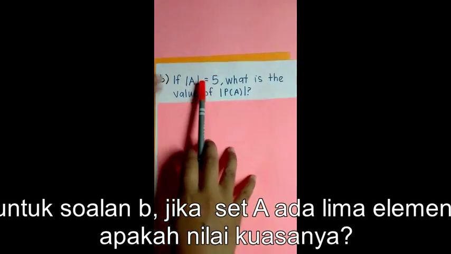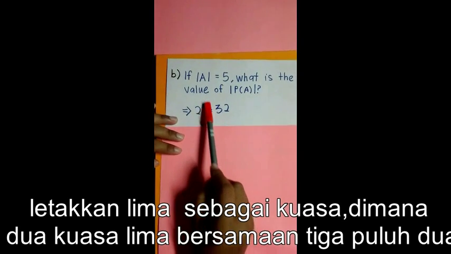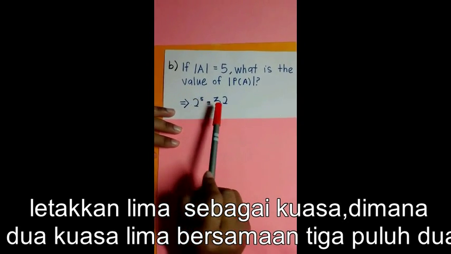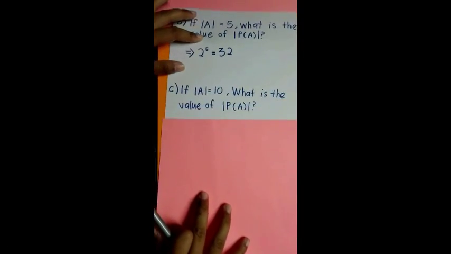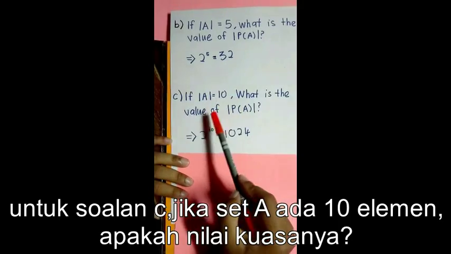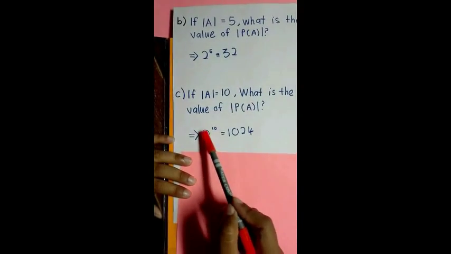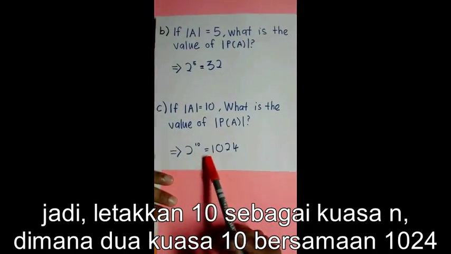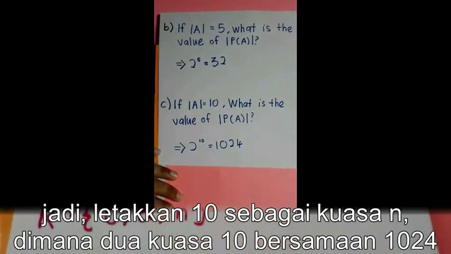For question B, if set A has 5 elements, what is the value of the power set of A? We put the number of elements as the power, so 2 to the power of 5 we get 32. And for question C, if A has 10 elements, what is the value of power A? So we put 2 here as normal and put the 10 as the n, and we get 1024.